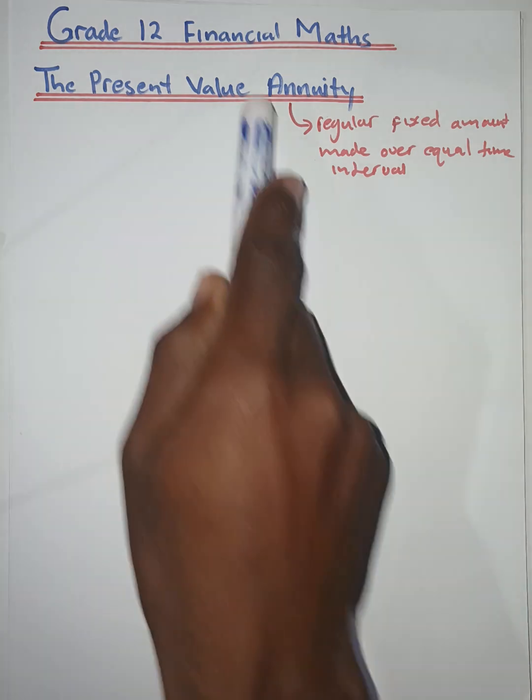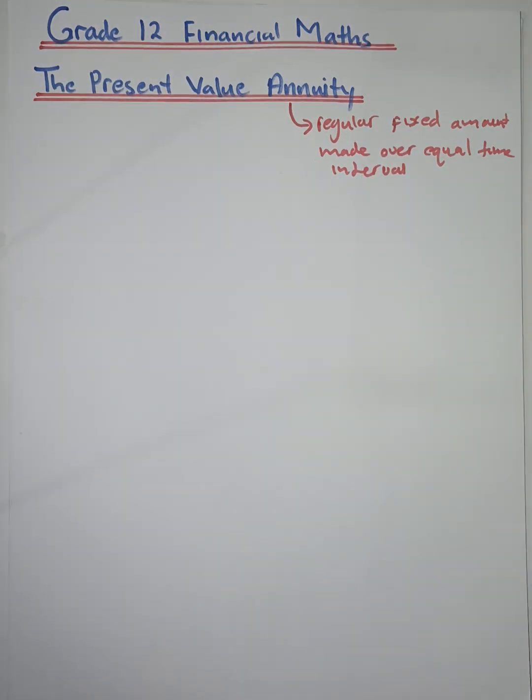When it comes to the present value annuity, remember we said the future value annuity is when you have a certain amount of money in the future. But the present value annuity is when we have the amount right now, in the present. So what you're trying to do is decrease that amount as time goes by.